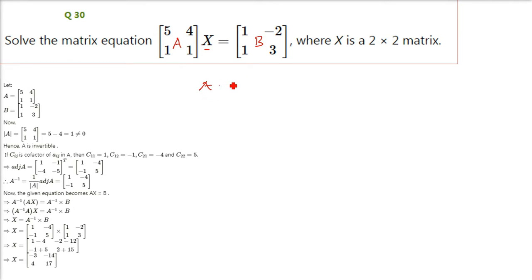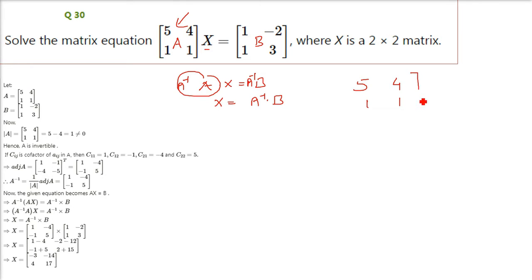So we write A into X equals B, all in capitals because they all are matrices. Now multiply both sides by A inverse. A inverse multiplied by A is the identity matrix. Identity multiplied by any matrix will be the same matrix, and on the right hand side it will be A inverse B. So you have to compute the inverse of the first matrix A and then multiply it with B.